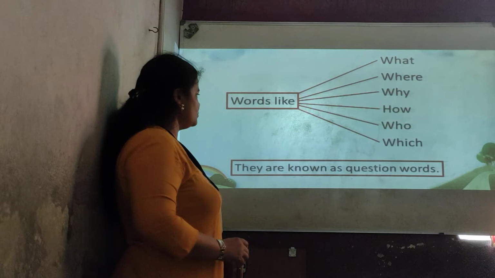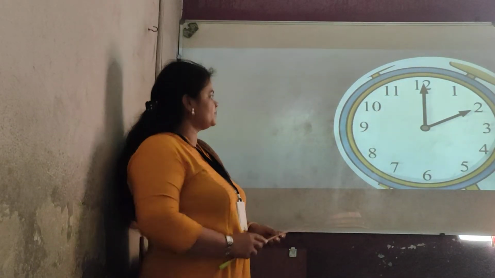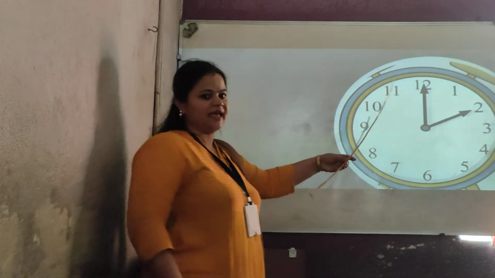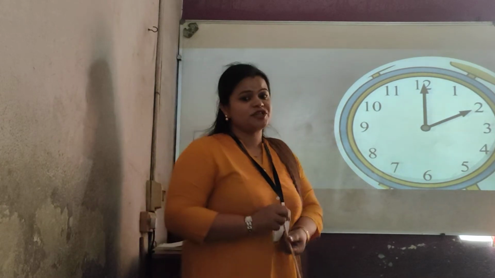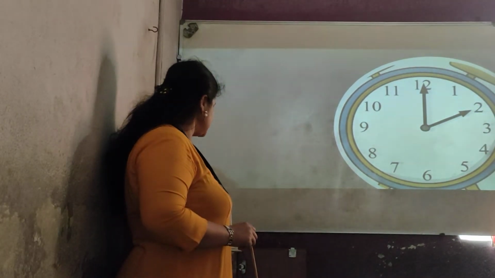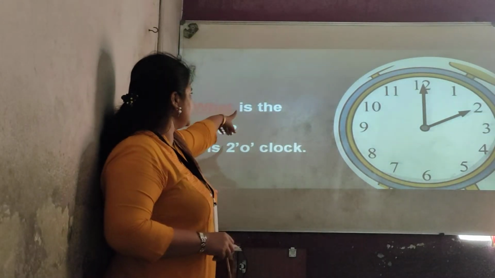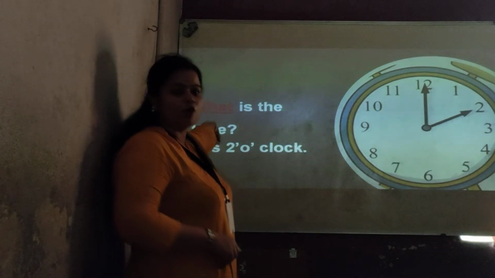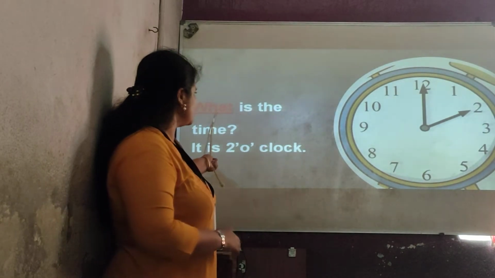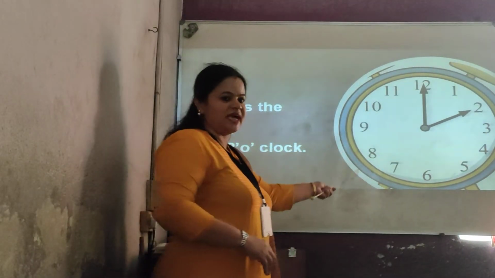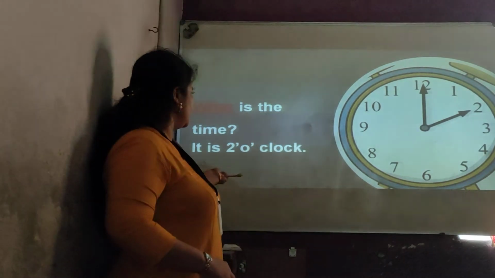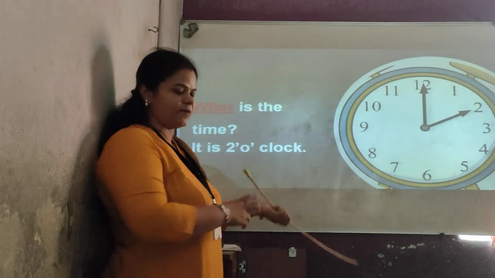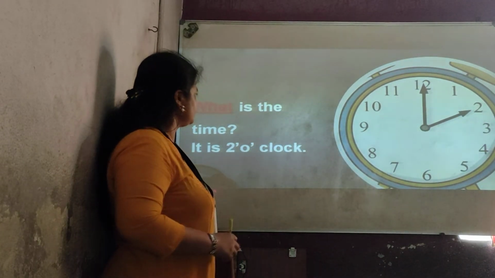So let's see a few more examples of the question words. What do you see here? It's a clock. The clock is an object. Now tell me which question word we will use to frame a question sentence? Yes, right. What is the time? The word what we will use to ask about an object. So what is the time? It is 2 o'clock.